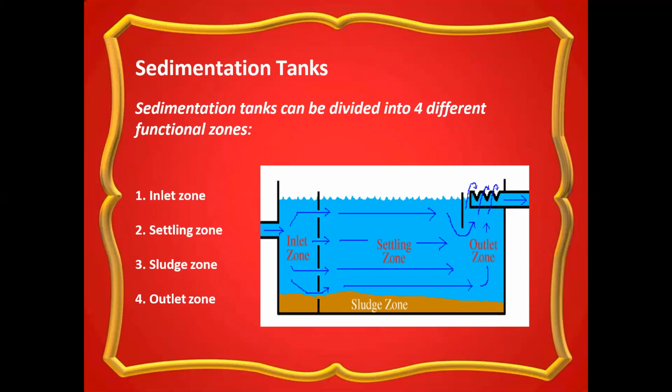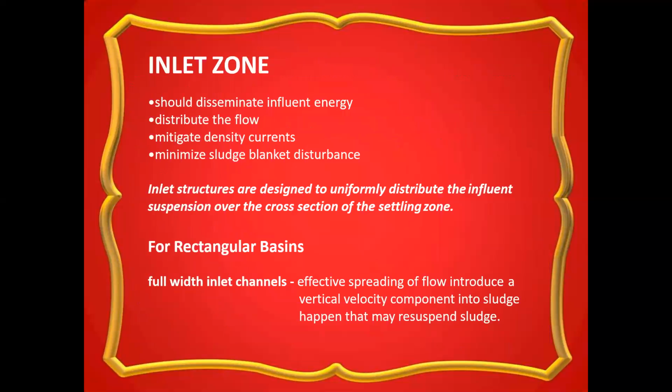First one is the inlet zone, then second is settling zone, third is sludge zone, and fourth is outlet zone. In the inlet zone, it should disseminate influent energy and distribute the flow, mitigate the density currents and minimize the sludge blanket disturbance.